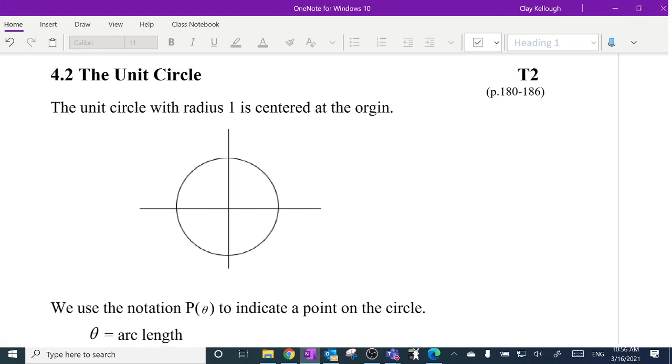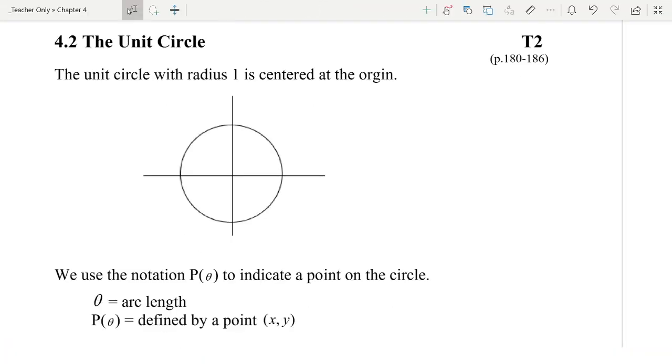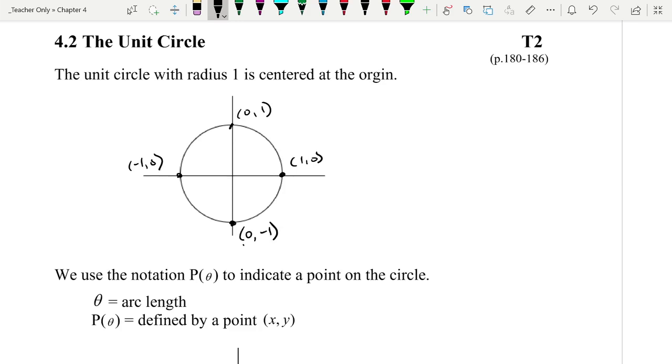Okay, so the unit circle with a radius of 1 is centered at the origin. So that means that if this is the unit circle, that is the point (1, 0). This is the point (0, 1). This is the point (-1, 0). This is the point (0, -1), because it has a radius of 1 as it spins around.